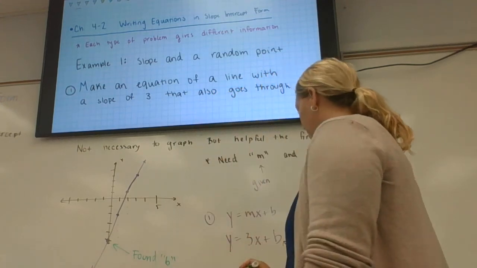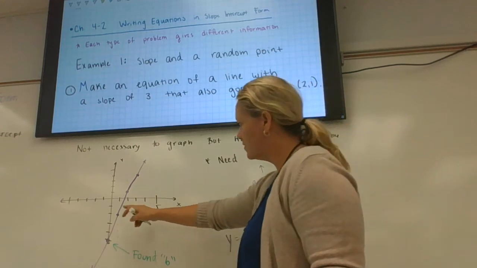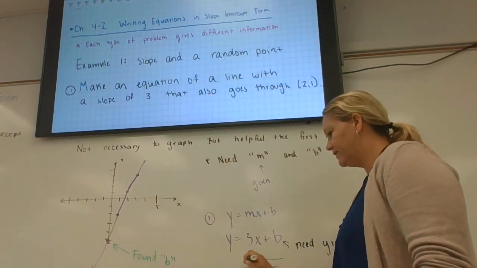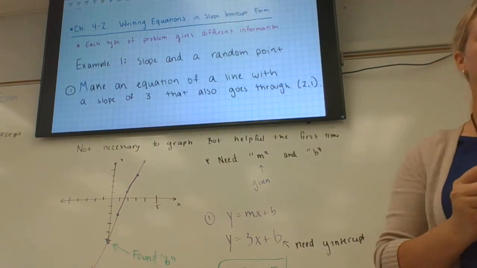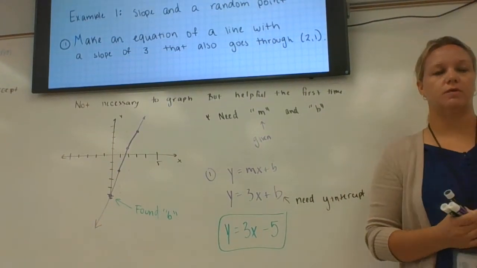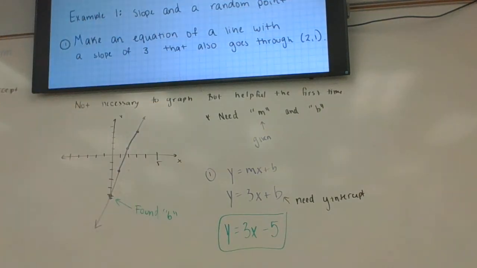Through graphing, we found b. So we'll do y equals 3x, and that's 1, 2, 3, 4, 5. Minus 5. We found the y-intercept through graphing. Now, you don't want to have to graph every time. So we're actually going to use the equation instead of drawing the picture.